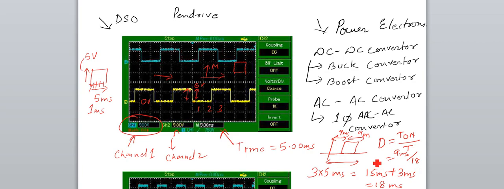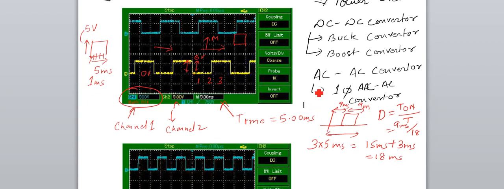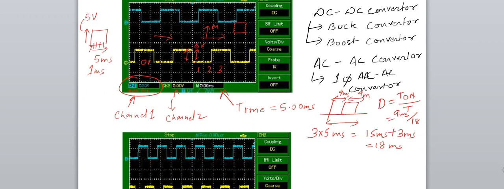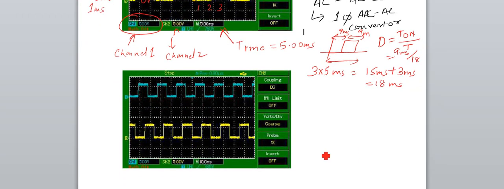That is 0.5. So the final value will be 0.5. Okay, so this is how you can calculate it from the graph, from DSO. Now here the next DSO graph, if you see, it is quite a compact graph because the time is 10 millisecond. Each square is of 10 millisecond.